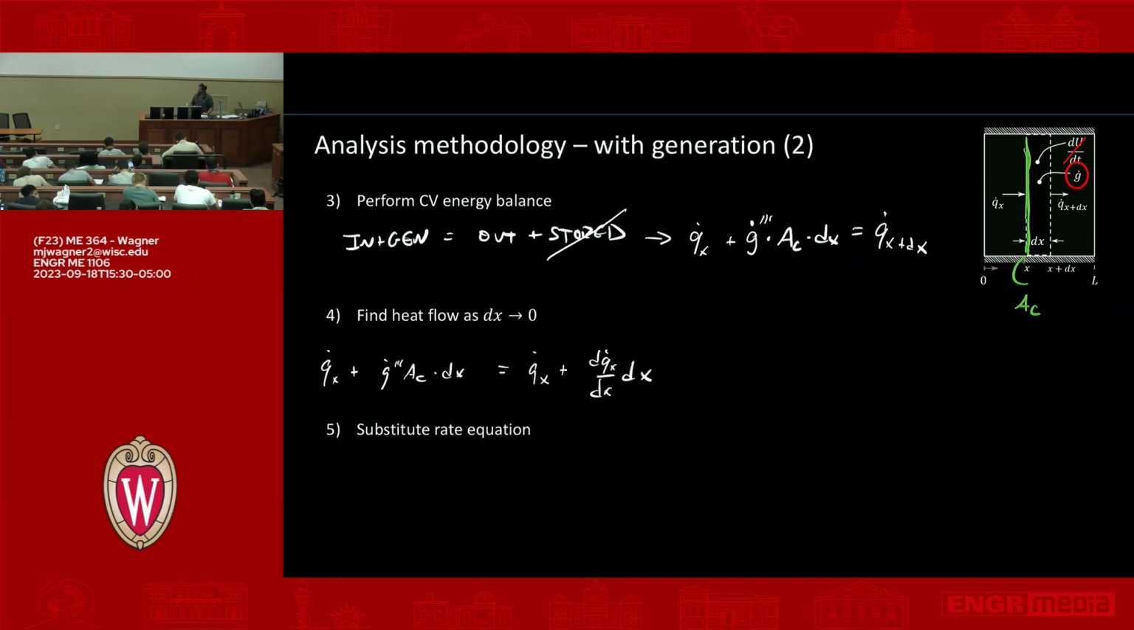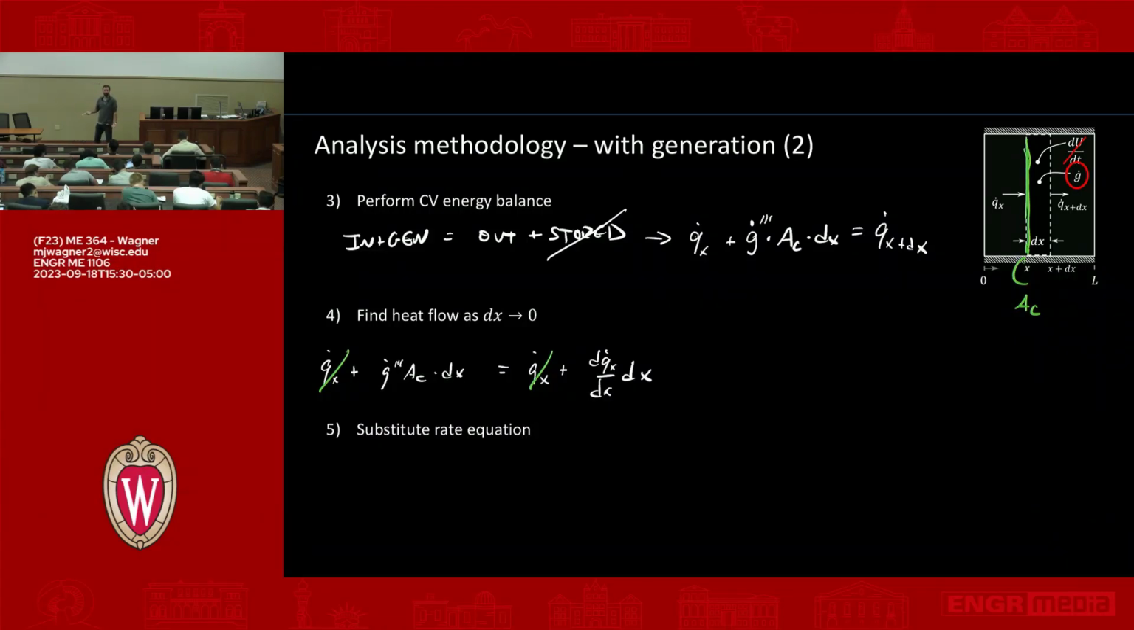All right, q dot x, this one that's hanging out here, that goes away, right? That's just equal on the opposite sides. Now we have this g dot triple prime Ac dx plus dq dot dx dx. Remember, every time we've done this, we're just having this dq dot x dx equals 0. But now because we have generation, there's something else there.